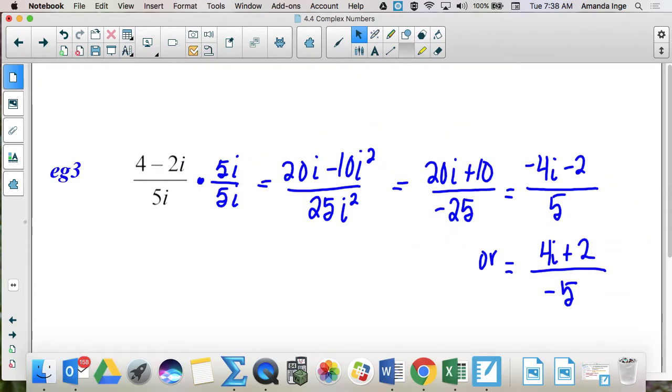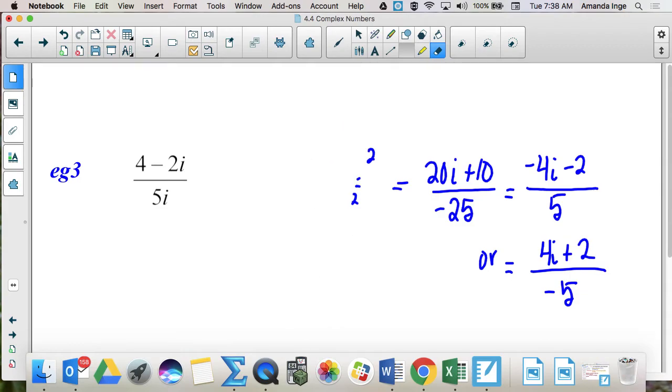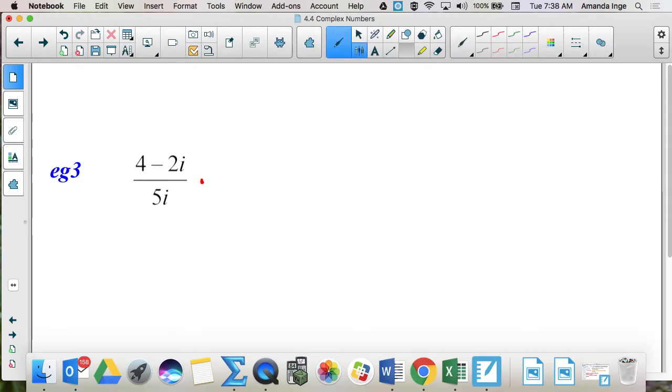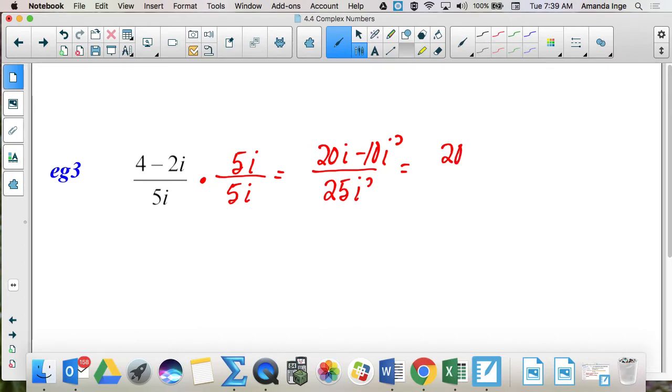So my next example is a monomial in the denominator. So we're going to multiply by 5i. And when we do, we get 25i squared, and then 20i minus 10i squared. Once again, i squared is equal to negative 1, so we get 20i plus 10 divided by negative 25.